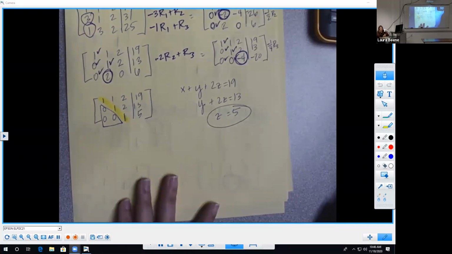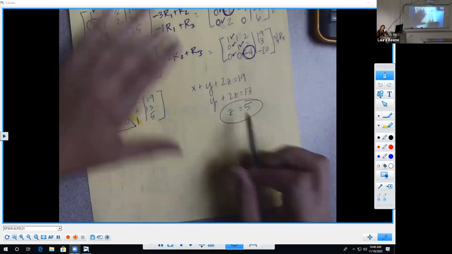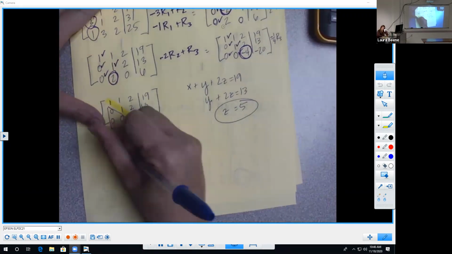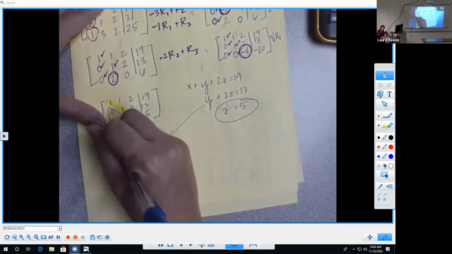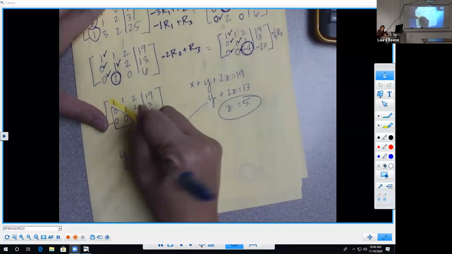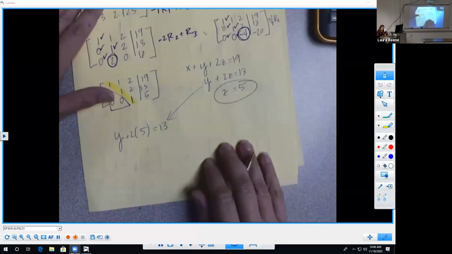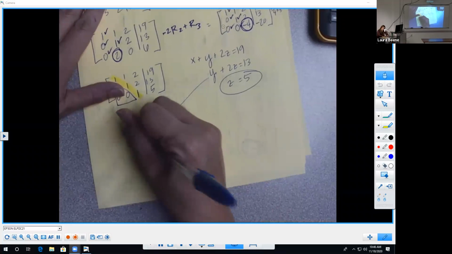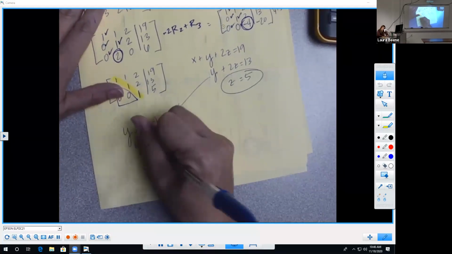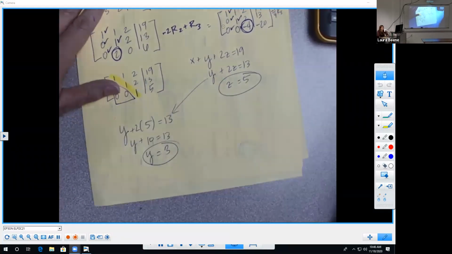How do I find the other two? Plug it in on the way up. So move up to the second equation. Y plus 2 times 5 equals 13. So y plus 10 equals 13. So y equals 3.